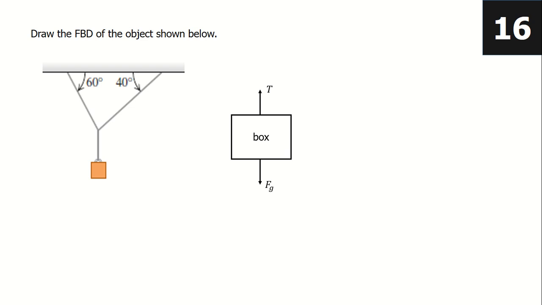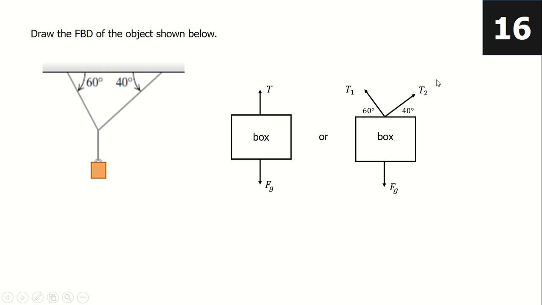But you can also account for the tensions T1 and T2. T1 has an angle from the ceiling equal to 60, while T2 has an angle from the ceiling equal to 40. So you can also account for that, T1 and T2.